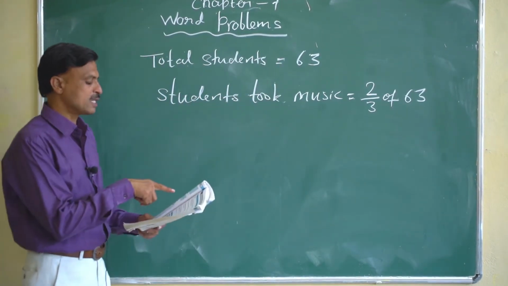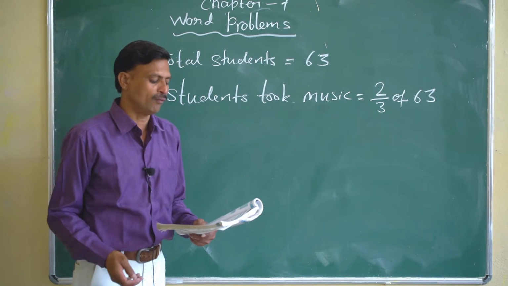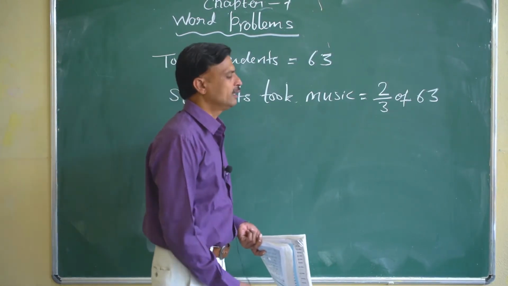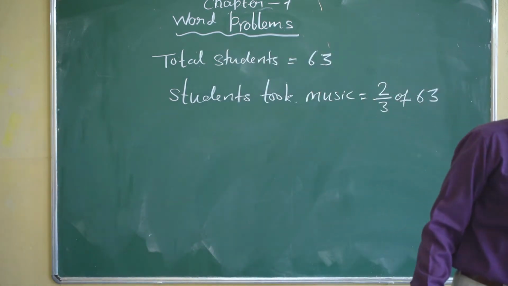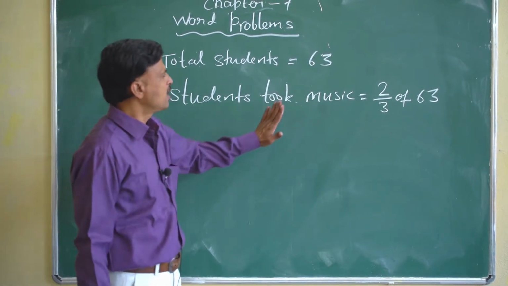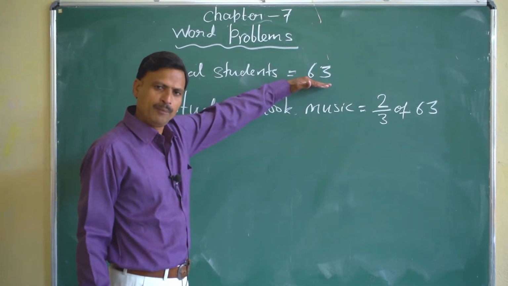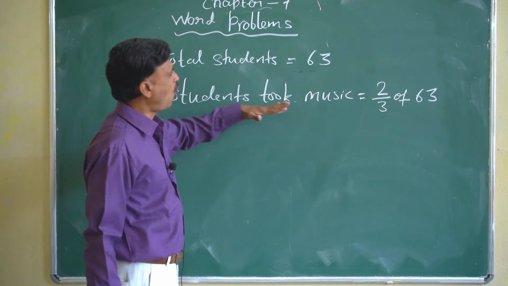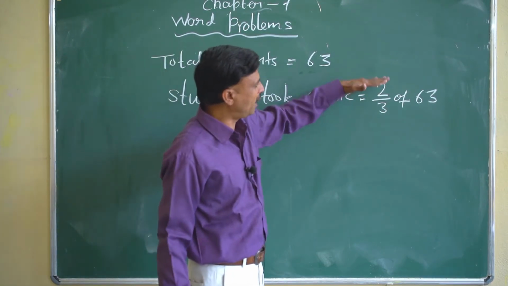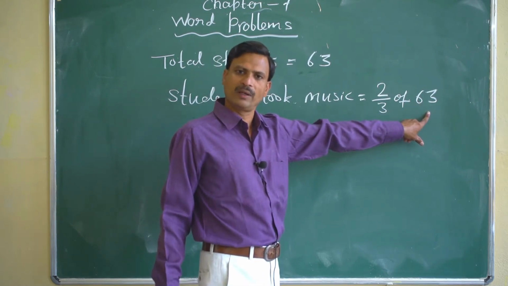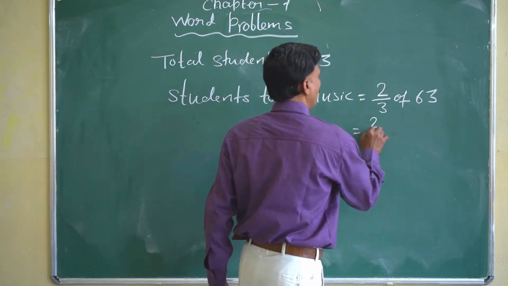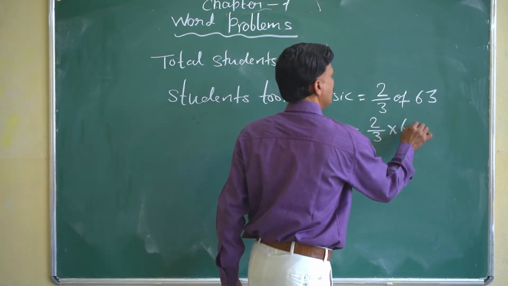Got it? Because it is given in the question, 2 by 3 of the class took music, and total students are 63. So 2 by 3 took music, the rest took drawing. First we will find out how many took music. That will be 2 by 3 of 63. Of means multiplication, so it will be 2 by 3 into 63.